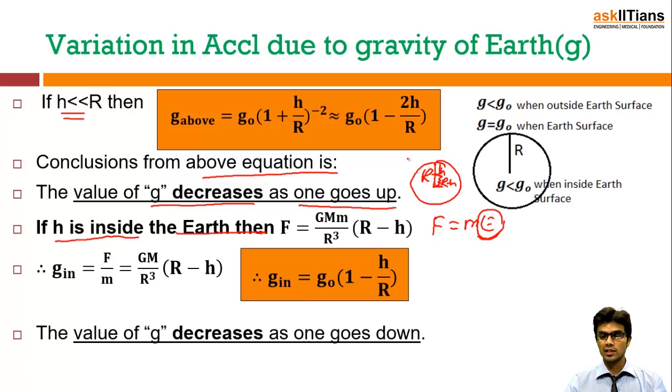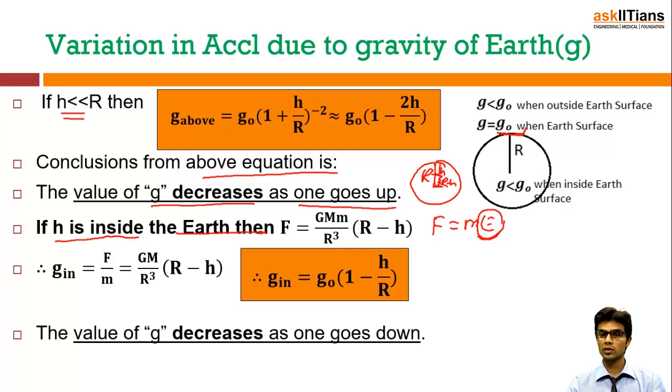All these three cases can be concluded as follows. This is the earth, this is the earth surface. The acceleration due to gravity of earth at the surface is taken as g naught, equal to GM by R square, where G is the gravitational constant, M is the mass of the earth, R is the radius of the earth.